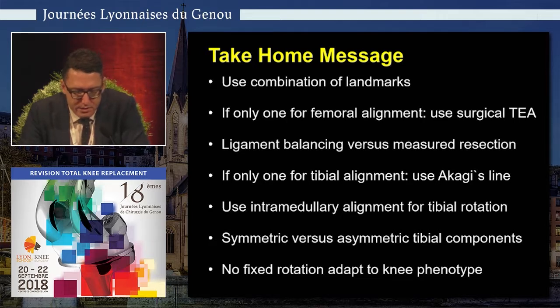I like intramedullary alignment because it gives you a more reliable situation intraoperatively. And what you have to consider on the tibial side is, do you use a symmetric or asymmetric tibial component? If you use a symmetric one, then you shouldn't put it just on the bone. Don't rely on the bony surface. You have to rely on other landmarks. And then finally, no fixed rotation, adapted to the individual knee you have in front of you.